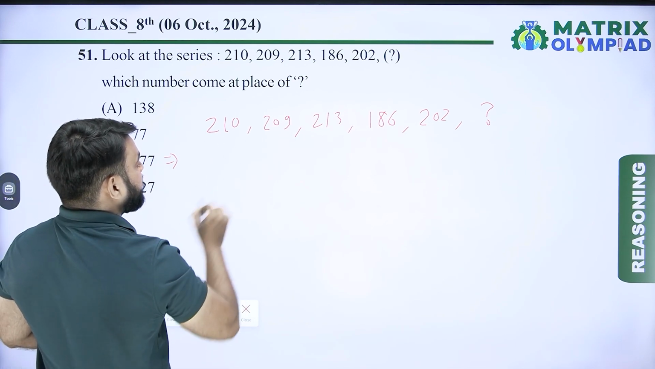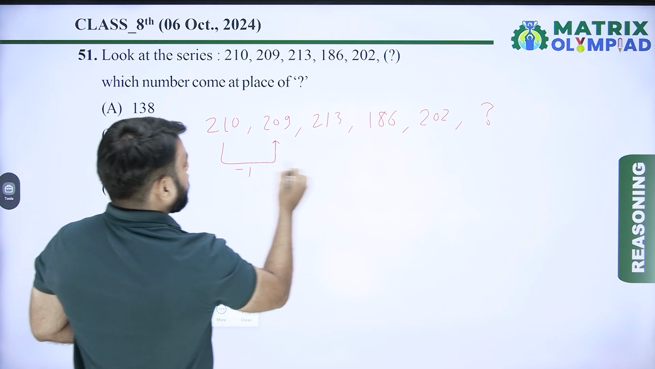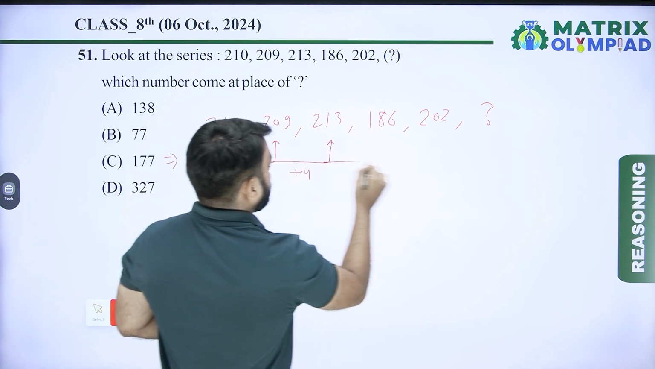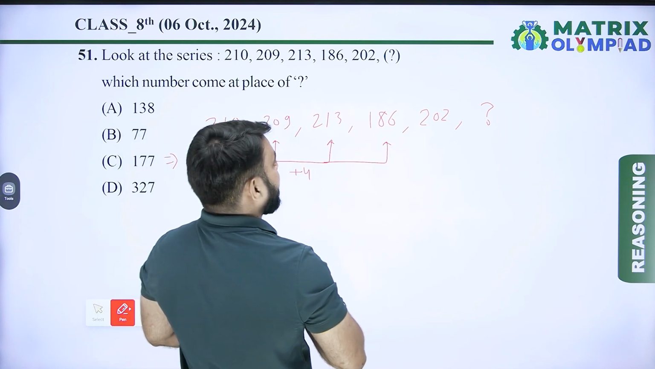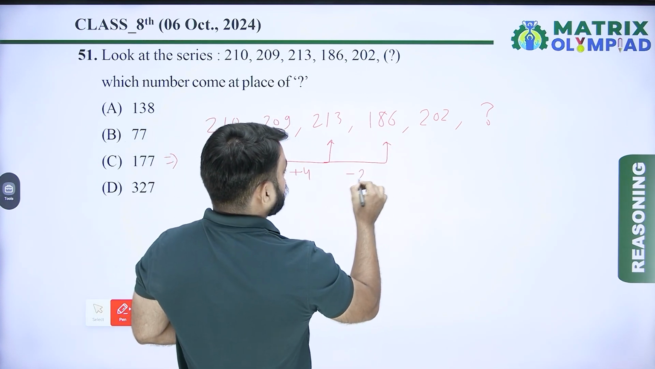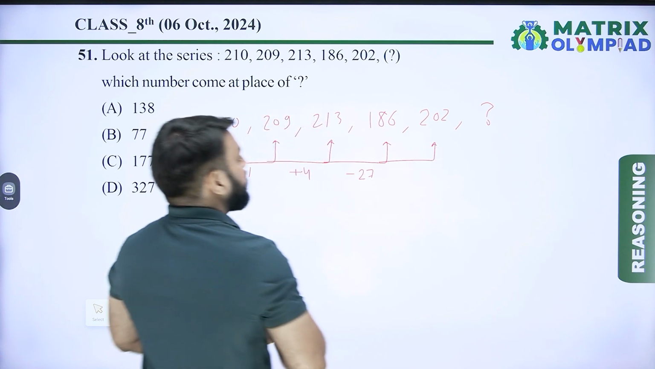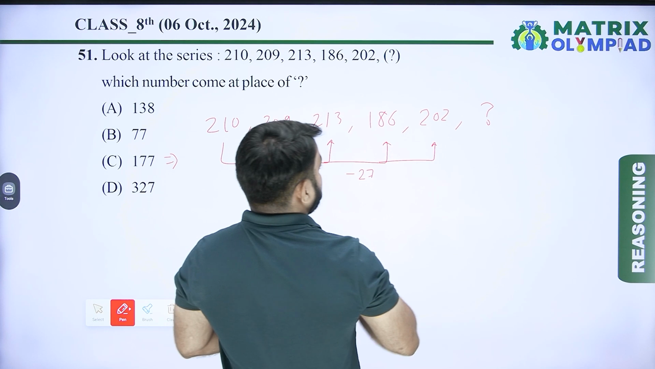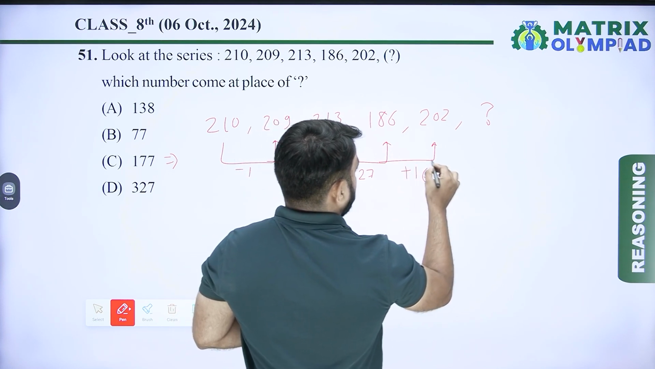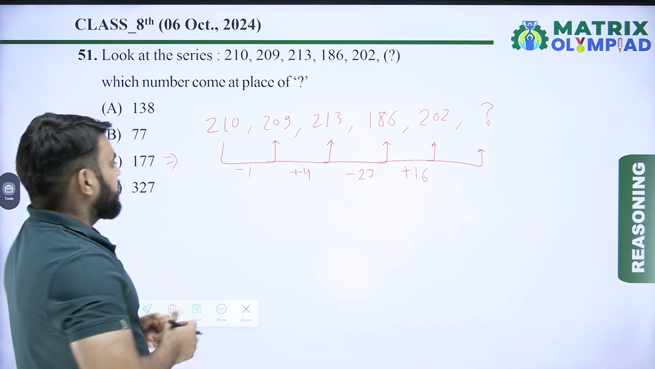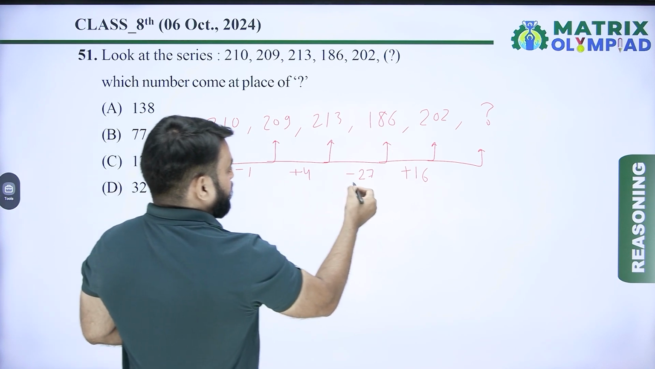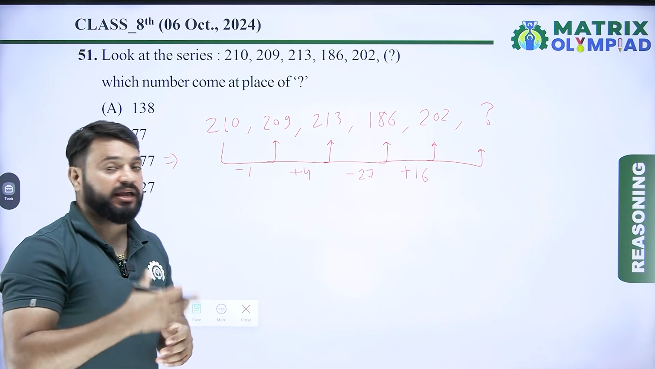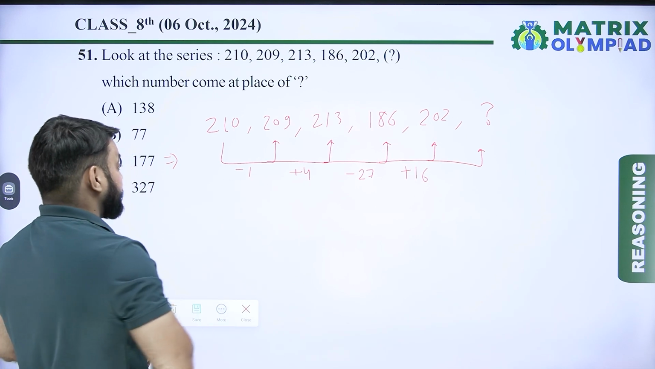So 210 to 209, it means minus 1. 209 to 213, it means plus 4. Now 213 to 186, it means minus 27. Similarly, the difference between 186 and 202 is plus 16. Now find the next. Minus 1, plus 4, minus 27, plus 16. So according to the pattern, numbers are being subtracted once and added once.